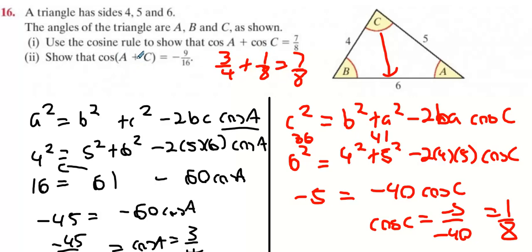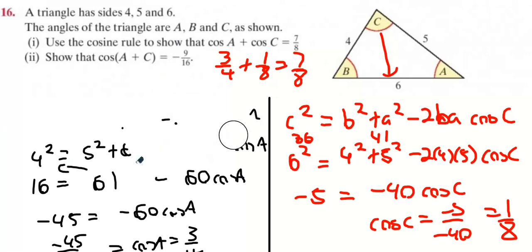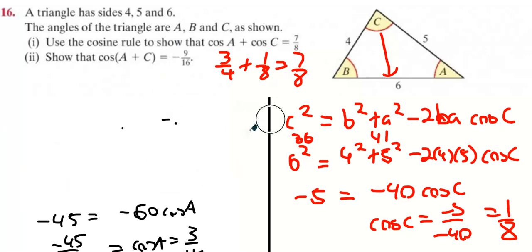Next part. Show that cos A plus cos C is minus 9 over 16. Cos A, prove it's minus 9 over 16. Here's what I'm going to do. What rule am I looking to use? From page 14 of your tables. I'm going to use cos A plus B. And what is cos A plus B?